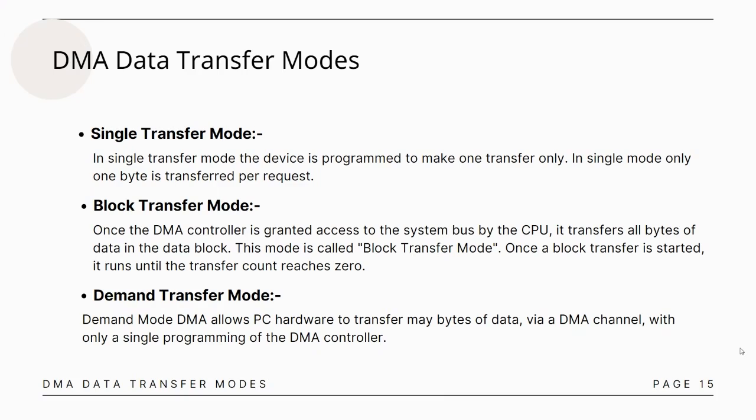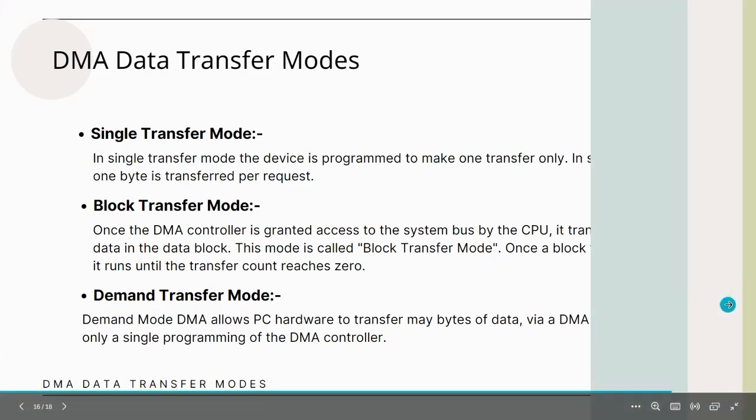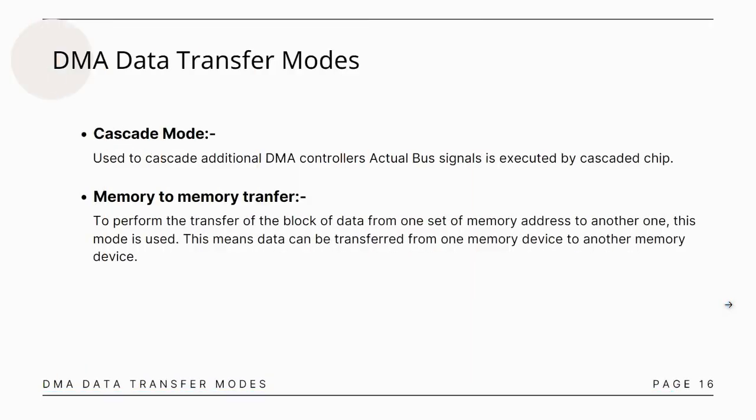Third is the demand transfer mode. Demand mode DMA allows PC hardware to transfer many bytes of data via a DMA channel with only a single programming of the DMA controller. Fourth is the cascade mode. This mode is used to cascade additional DMA controllers. Actual bus signals are executed by a cascaded chip.